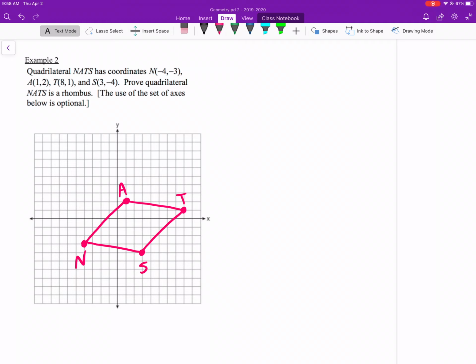So, we don't have any side lengths that are totally vertical or totally horizontal where we can just count the boxes. We have to make a right triangle for all 4 side lengths and show all 4 sides are equal. So for example, let's take a look at NA. Make a right triangle. Count your units. It'd be 1, 2, 3, 4, 5 here. And 1, 2, 3, 4, 5 here.